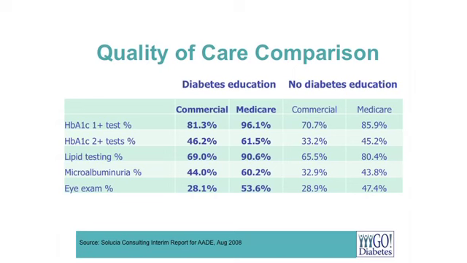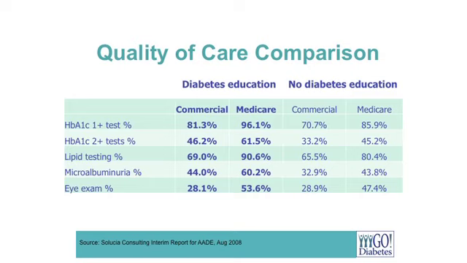Good job, thank you. So let me just show you some of the percentages of how things happen. These are patients that went through diabetes education, these ones did not. And then we divided them between commercial and Medicare. And look at the difference.